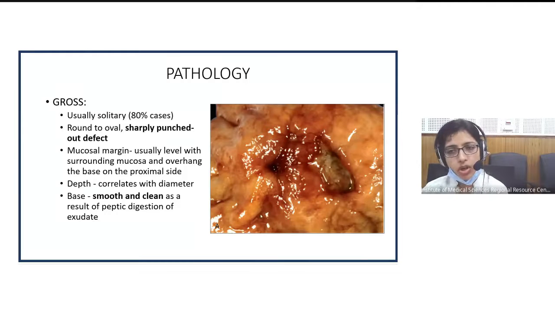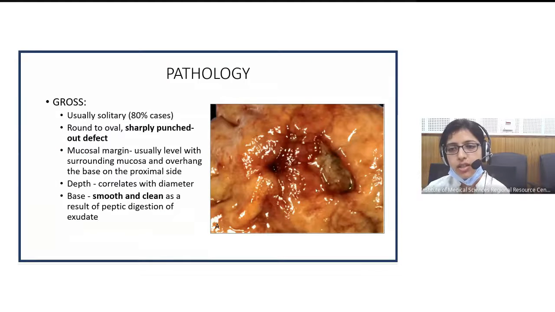Now we come to the pathological findings, the gross pathology. Grossly, the peptic ulcers are sharply punched out defects. That is, the border or the margin of the ulcer is quite regular. It is not shaggy or irregular. It is a regular outline and it is sharply punched out. That is, there is a very sharp demarcation between the normal mucosa and the ulcerated mucosa.